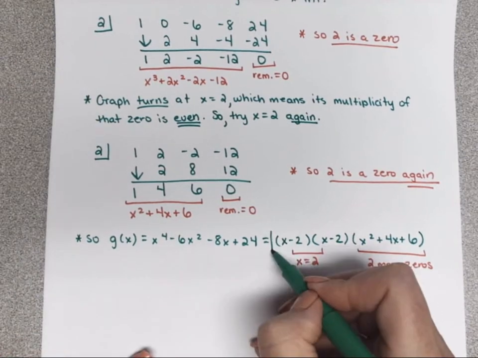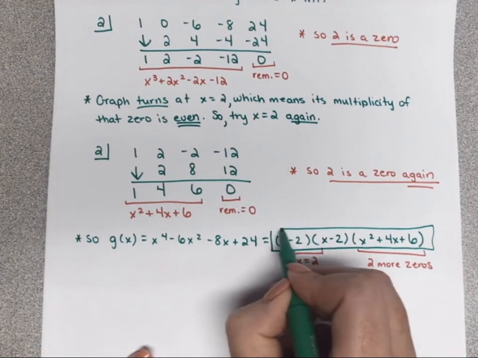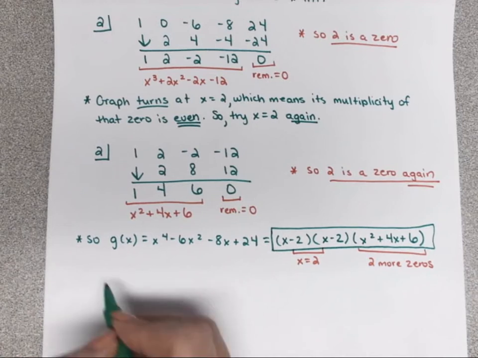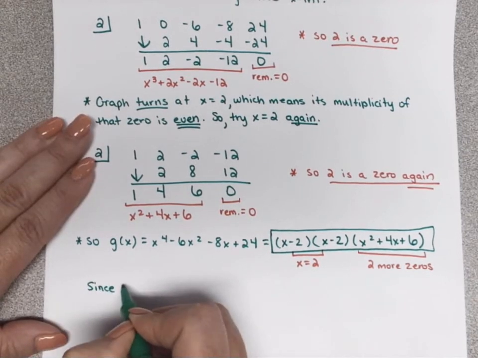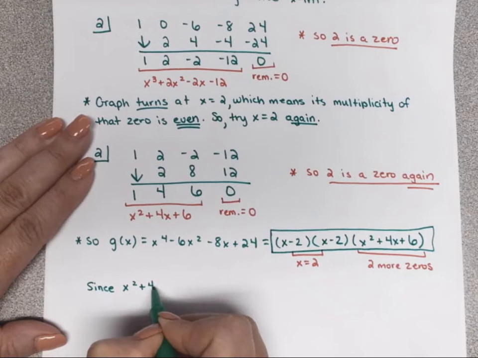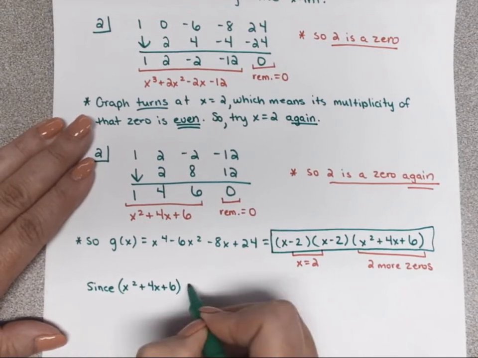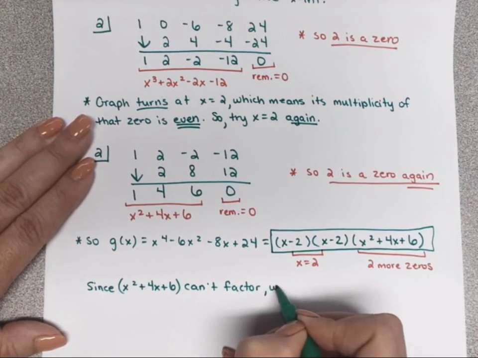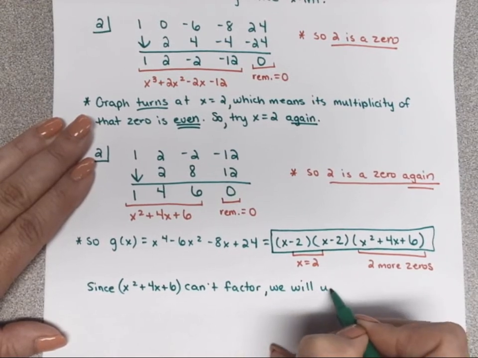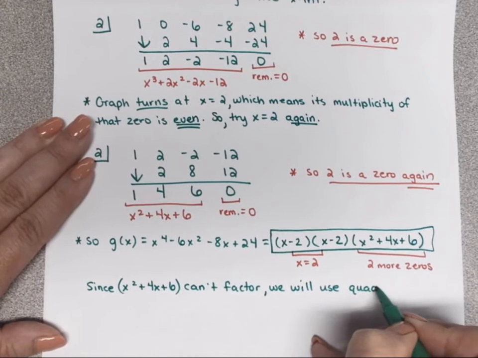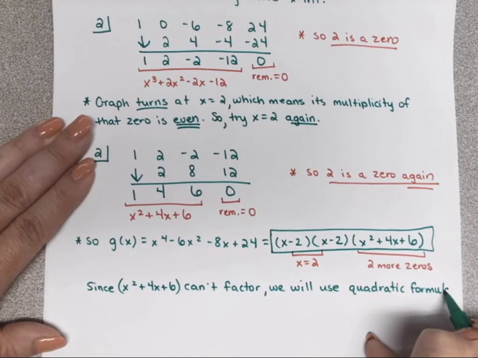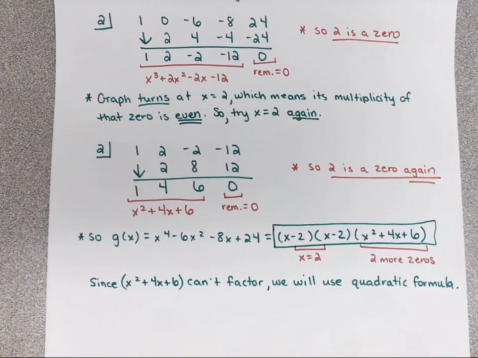But just know that there are 2 more answers here. So I'm going to circle this because one of the things I asked you to do was fully factor the original, which that's as far as we can go because this does not factor. So I'm just going to say since x squared plus 4x plus 6 can't factor, we will use what again? Quadratic formula. So this is why that first week I try to review you on quadratic formula, because you're just kind of expected to know how to use it here.